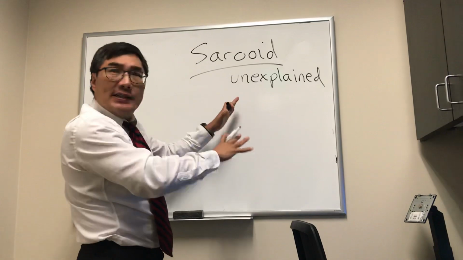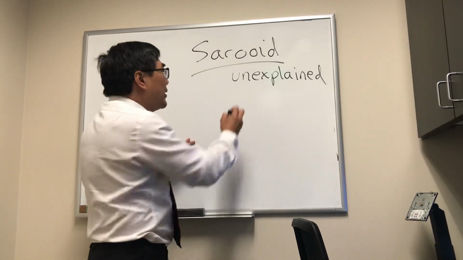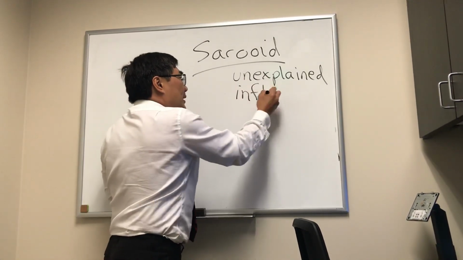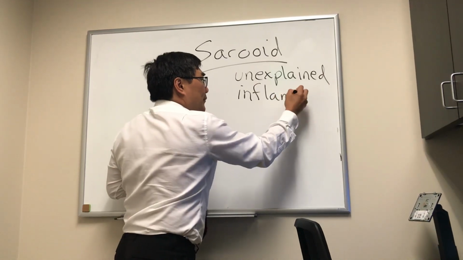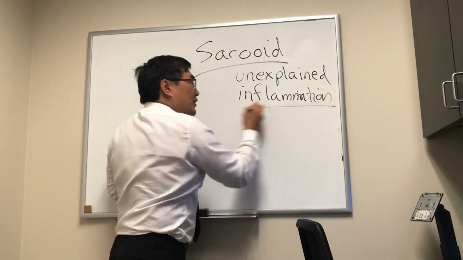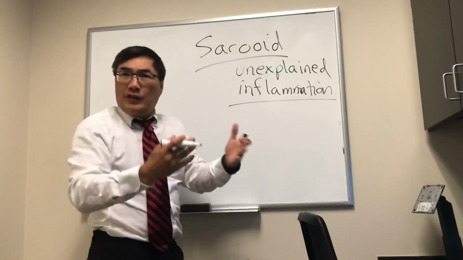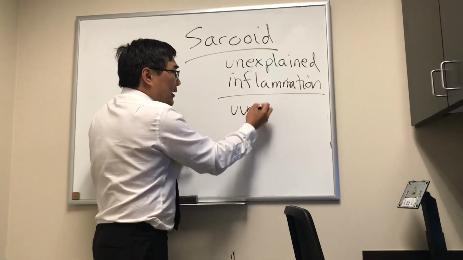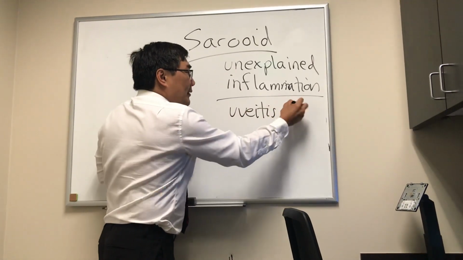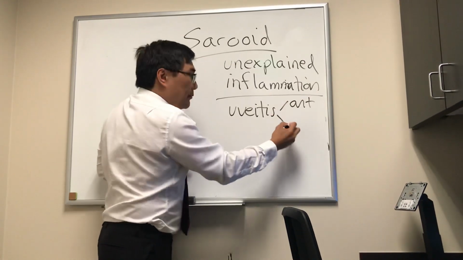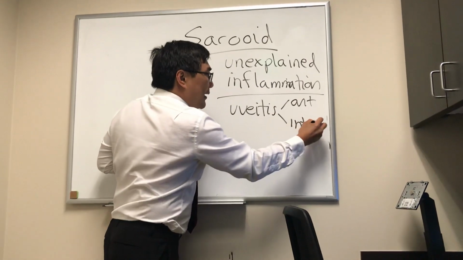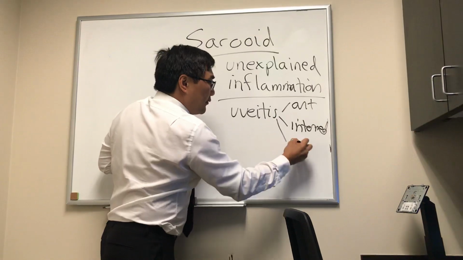It's like syphilis in that way. It can do anything it wants to do. But the characteristic feature is it's normally associated with inflammation. And that inflammation in the eye manifests as uveitis. That uveitis can be in the front of the eye, anterior uveitis. It can be in the middle of the eye, intermediate uveitis. And it can be in the back of the eye, posterior uveitis.